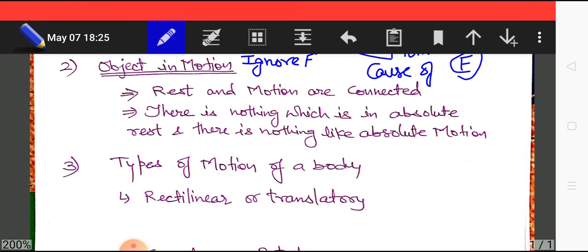So what this example is trying to explain is that motion and rest are relative, they are not absolute. There is nothing which is in absolute rest, or there is nothing which is in absolute motion.